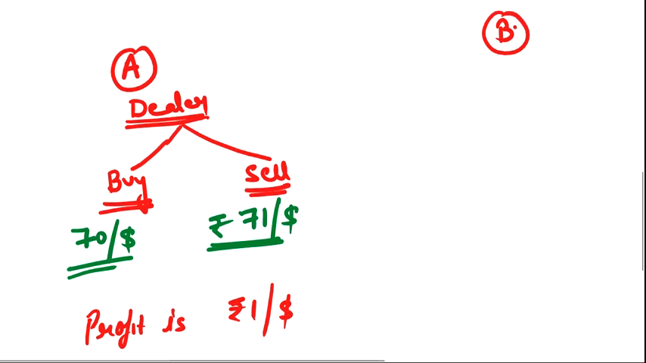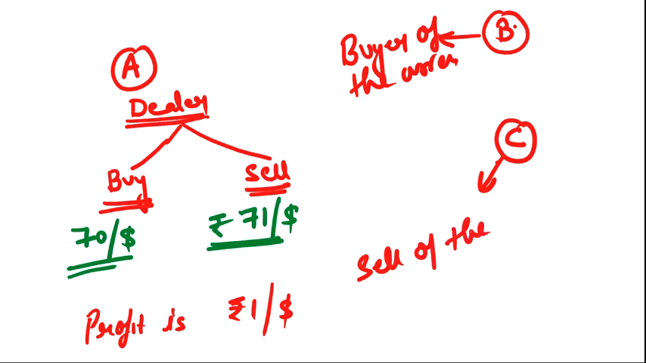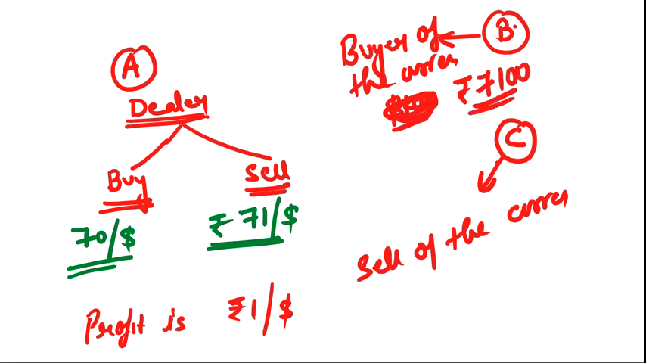Clear? Who is Mr. B and who is Mr. C? Mr. B is the buyer of the currency, like you and me. And Mr. C is the seller of the currency. So Mr. B has, suppose, rupees 7100. Now he wants to buy dollars.